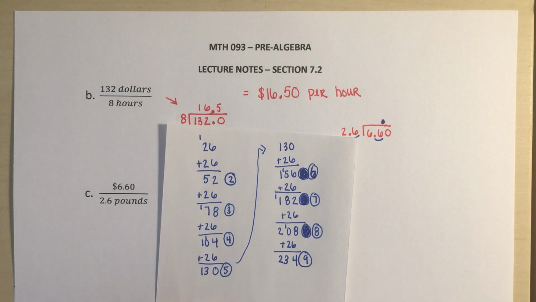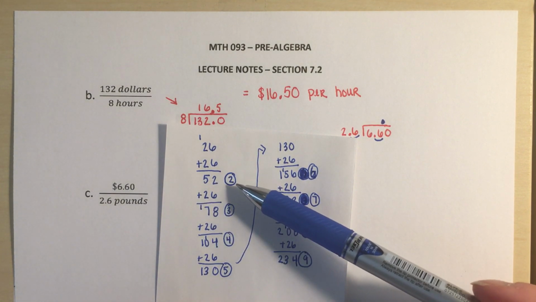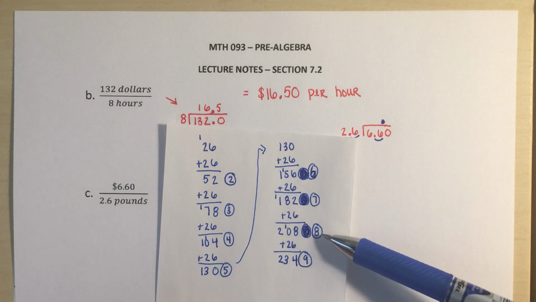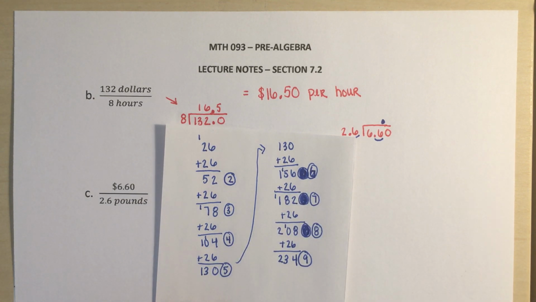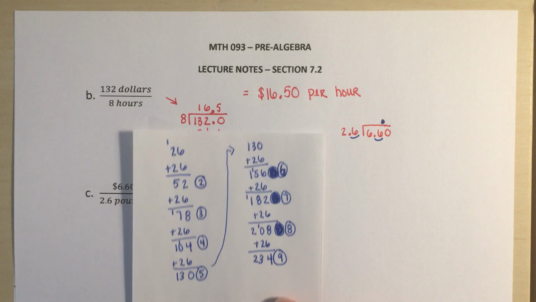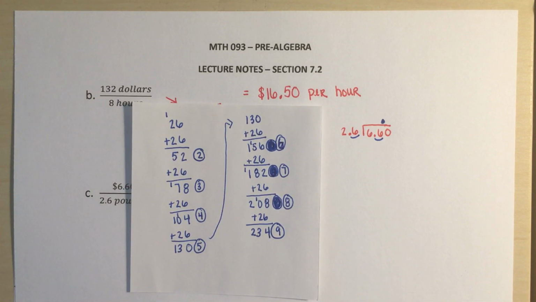So if we look at our circled numbers, they should go in order. Right, 26 times 2, times 3, times 4, times 5, times 6, times 7, times 8, times 9. We never need to go more than 9 because if we were to do that, we'd be filling in 2 digits in the top of our multiplication table at once, and we don't need to do that. Okay, so we're going to use this little piece of scratch paper to help us with our division here.